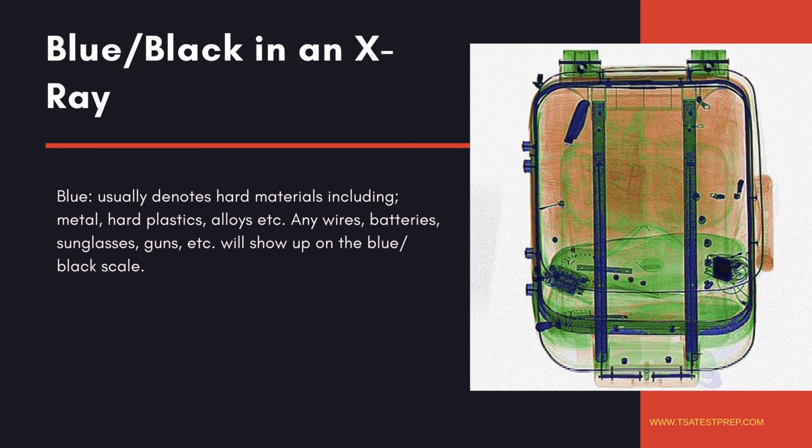Black and blue in an X-ray. Blue usually denotes hard materials, including metal, hard plastics, and alloys. Any wires, batteries, sunglasses, or guns will show up on the blue and black scale. I'll give you a couple of seconds to take a look at the image. Remember, you only have a few seconds for each question.